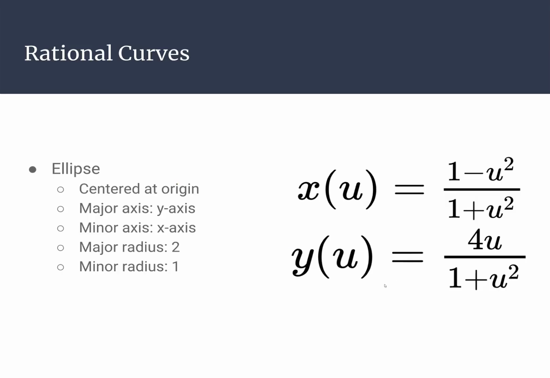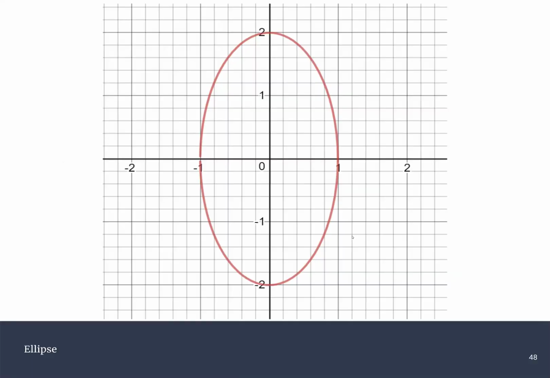Next, we have an ellipse, which is centered at the origin with the major axis at the y-axis. The minor axis is the x-axis. The major radius is 2, the minor radius is 1. This is x of u, y of u, and the corresponding equations. Again, we have a graph to show the representation of the ellipse.